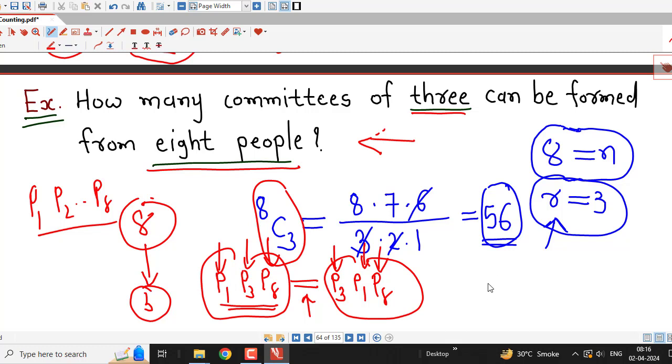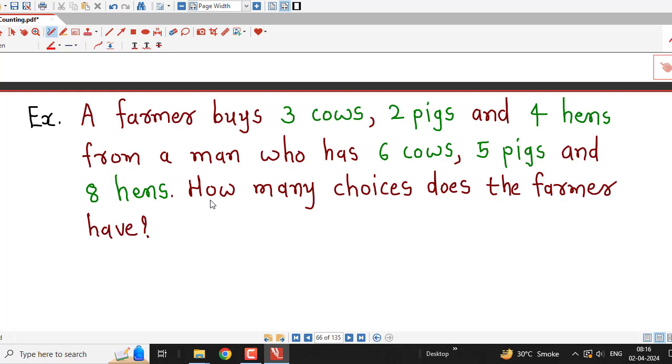So whenever you have a problem of permutation or combination, you have to decide whether order is important in a given particular problem or not. I have taken another example of combination. A farmer buys 3 cows, 2 pigs and 4 hens from a man who has 6 cows, 5 pigs and 8 hens. How many choices does the farmer have?